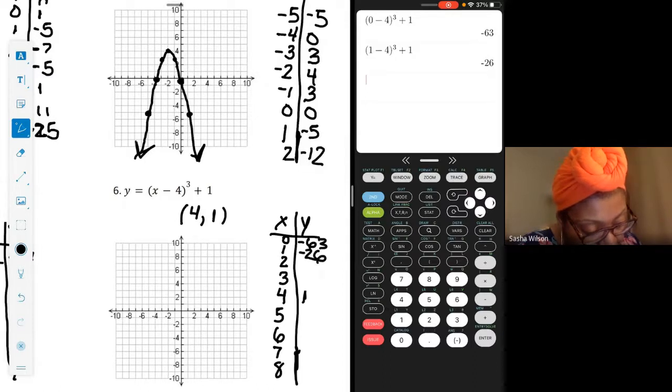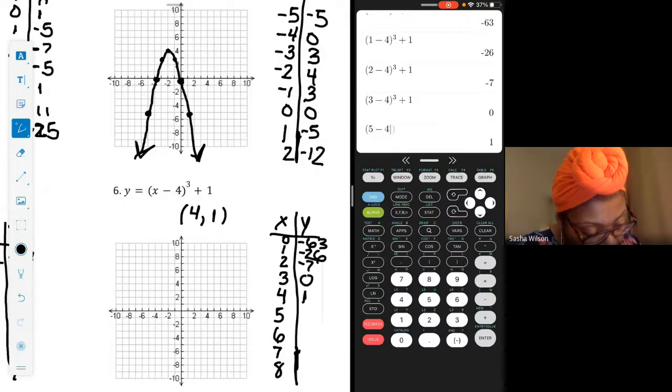Negative 26, still big. Negative 7. 0. 2. 9. We'll do 7, but my guess is it's going to be too big. But just to make sure, we're going to go ahead and plug it in.